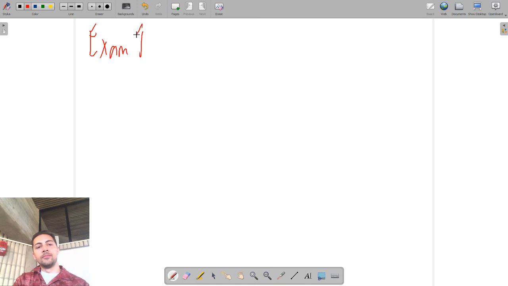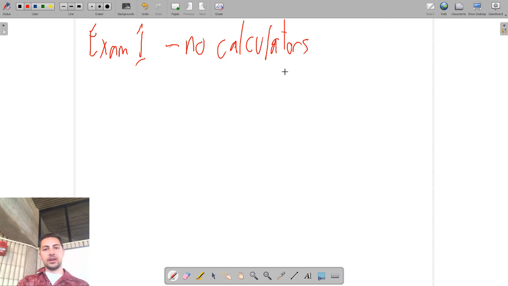Exam 1, no calculators. No calculators. Period. End of sentence. No more calculators. Something is wrong with the way my tablet is working. So there will be math. You will be required to do math. However, that's fine. No calculators. It's going to be basic arithmetic, maybe addition, division.